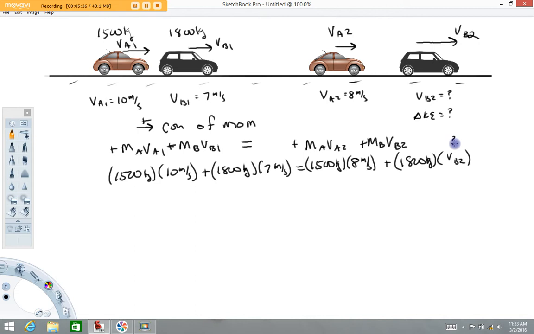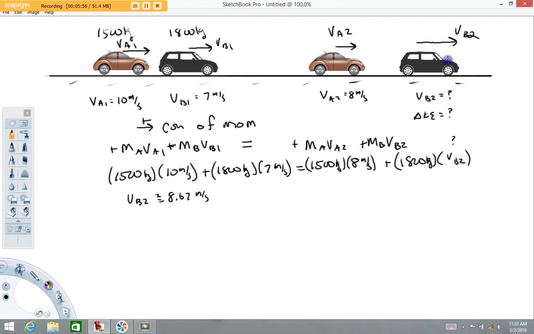Okay, I got 8.67 out of that for VB2. So that should be the speed of car 2 after the impact. All right, now we're going to work on the loss or the change in kinetic energy of the system.